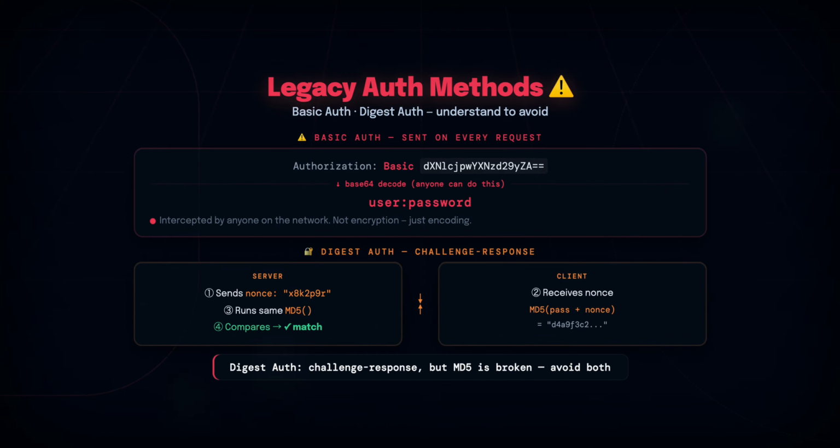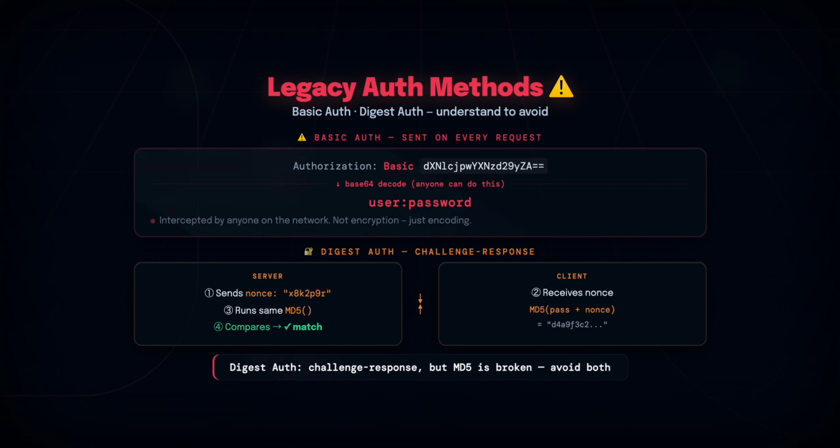Digest authentication was created specifically to fix Basic Auth's most dangerous flaw: the password traveling in plain text on every request. Instead, the server issues a challenge, a random string called a nonce. The client hashes the password together with that nonce and sends back the result. The server performs the same hash computation independently and compares. The actual password never leaves the client.